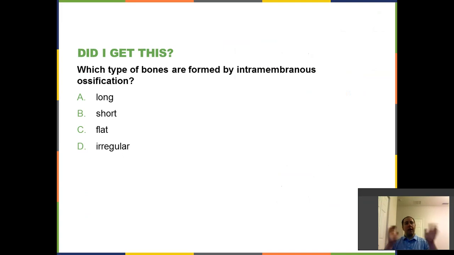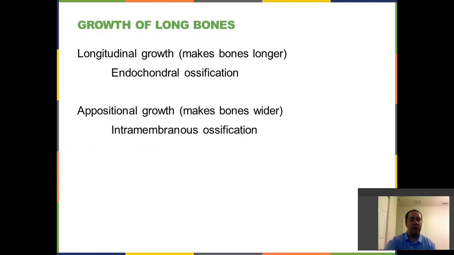So, of our two types of bone formation, which type of bone was made by intramembranous ossification? Flat. Yes. The answer is flat bones. If we look at the long bones, flat bones are only made through intramembranous ossification. We saw long bones being made longer through endochondral ossification. But long bones also have intramembranous ossification.